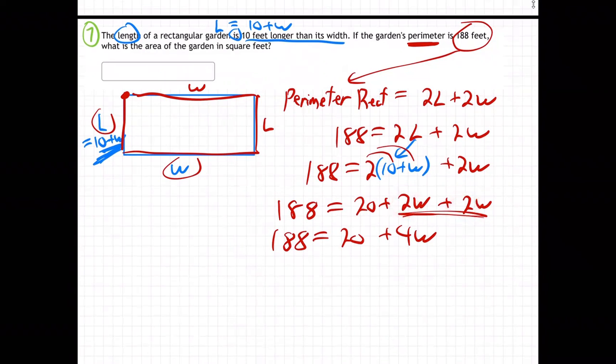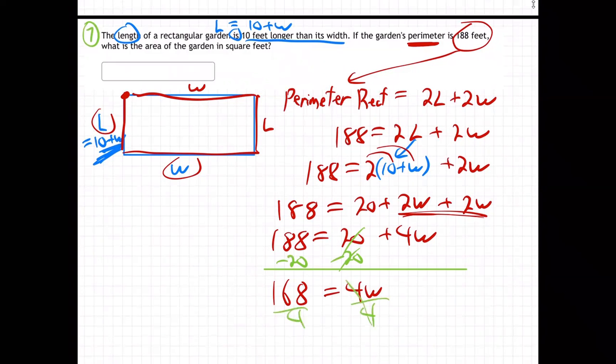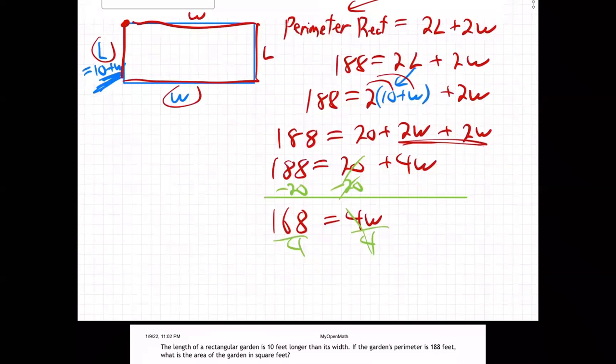Okay, now we need to solve for W. So subtract 20 from both sides. Boom, boom. 168 is 4W. Divide by 4. Boom. W equals, it'll be 84, so 42. Yeah, so the width is 42. The width is 42. So now we've got the width.